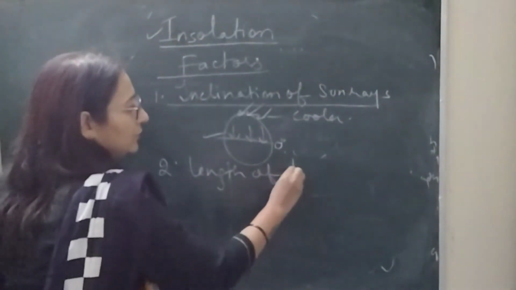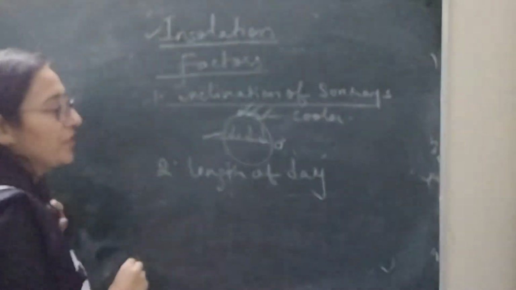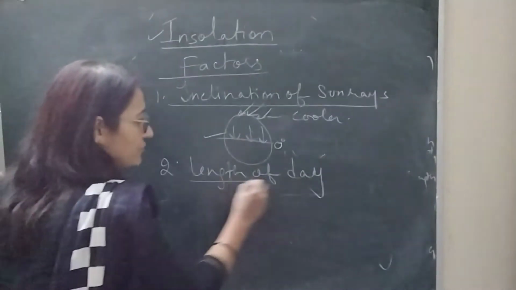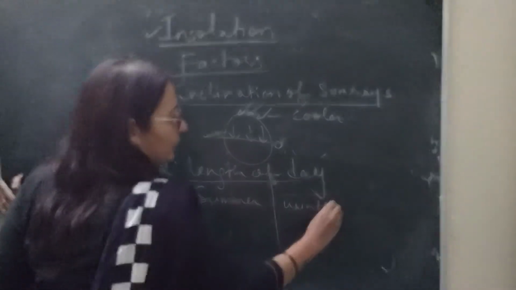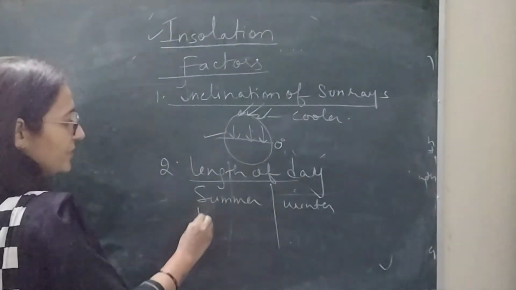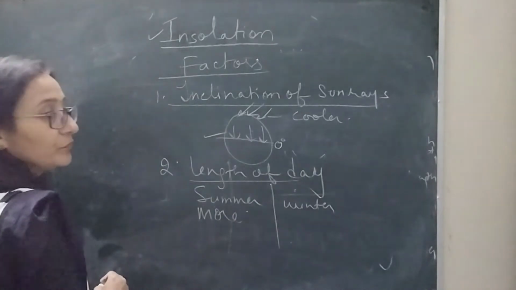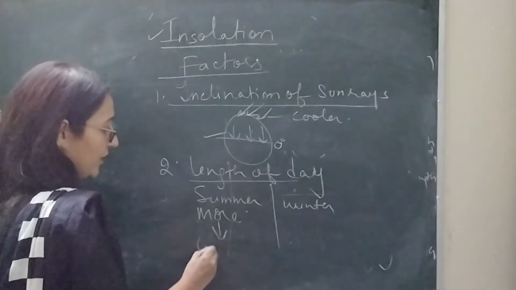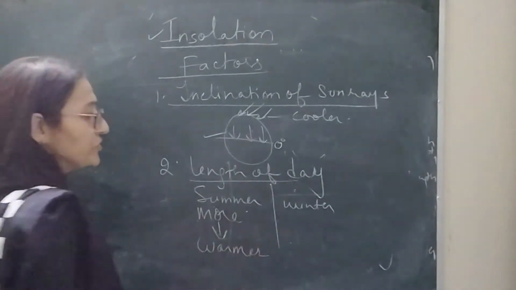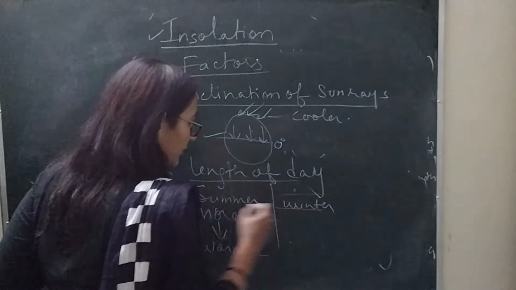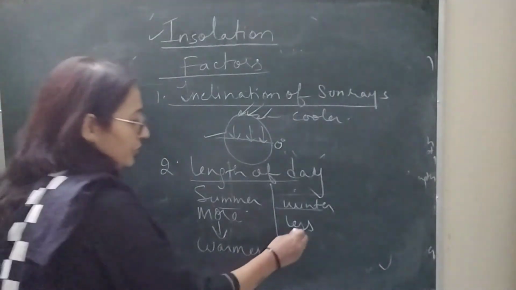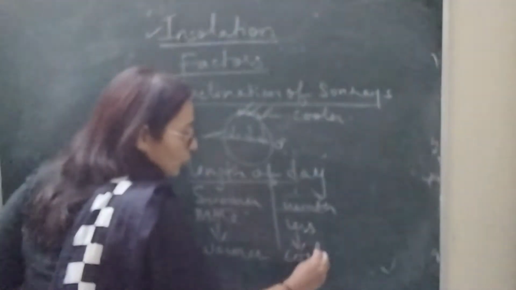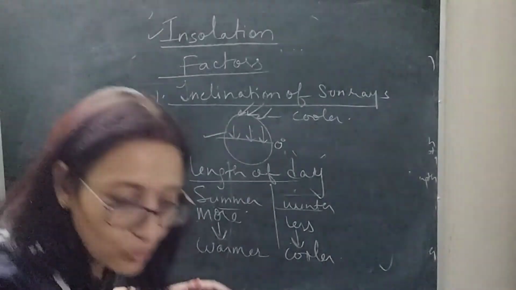The second factor is length of the day. There are 4 important seasons. Two I am taking here: summer and winter. During summer, the length of the day is more, so more insolation will be there. So this one is warmer. Temperature is high during summer. During winter, the length of the day is less, so less insolation will be there. So this season is cooler. These are the 2 factors.